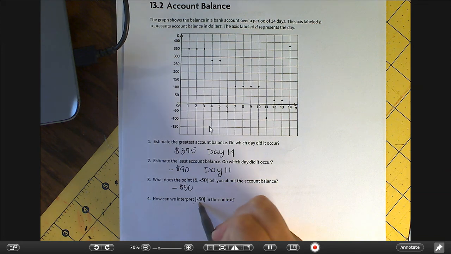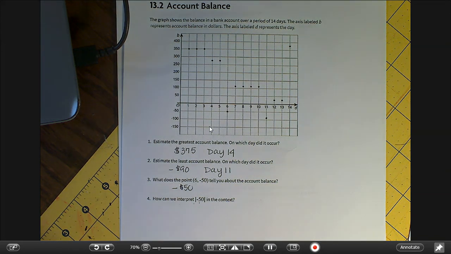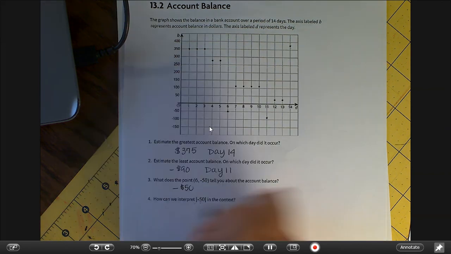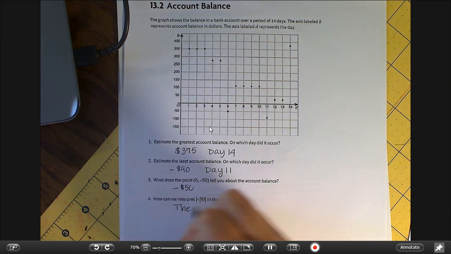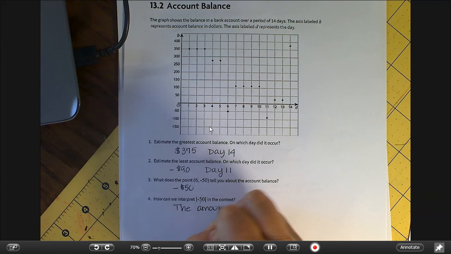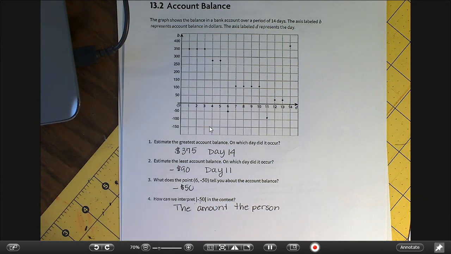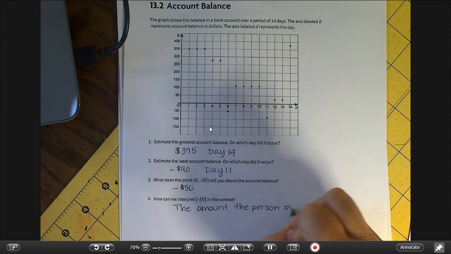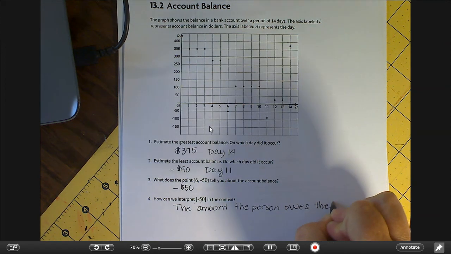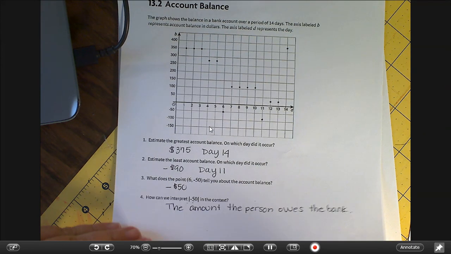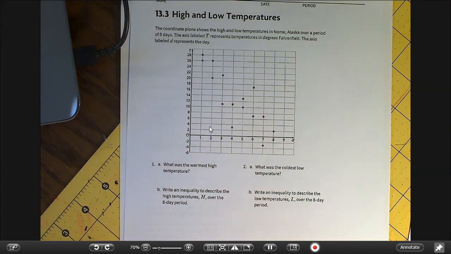And how can we interpret the absolute value of negative 50 in the context? So this is the amount of money the person owes the bank. It's called being overdrawn. You can owe the money to the bank. So that's not a good thing to have happen. Okay, the amount the person owes the bank. And you do have to give that back. So be careful when you get a bank account if you don't already have one.